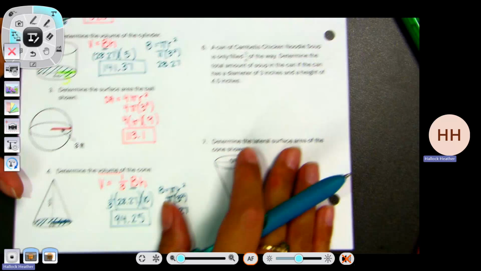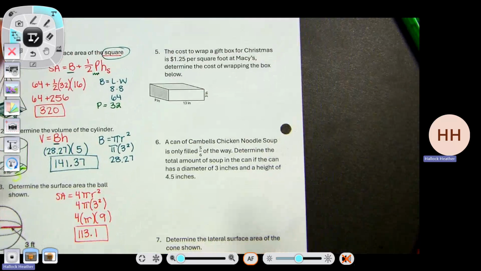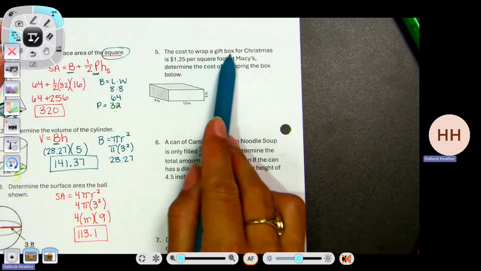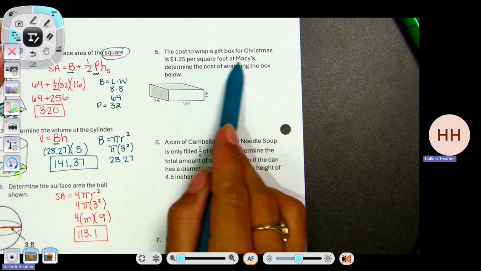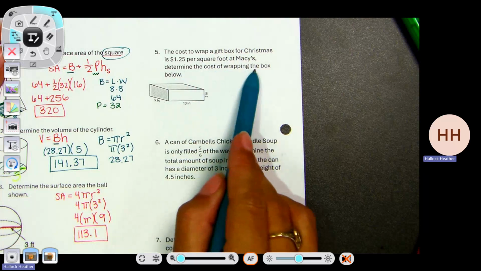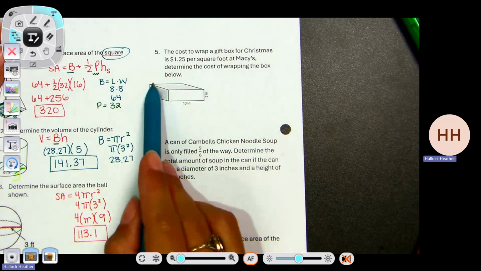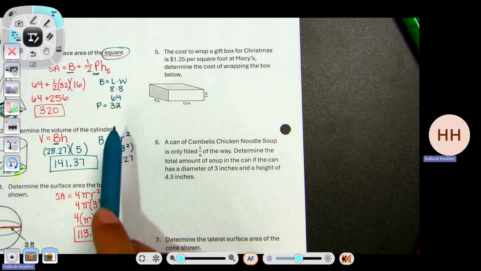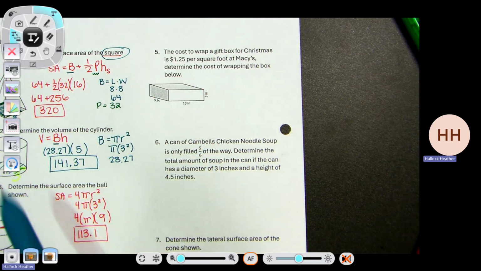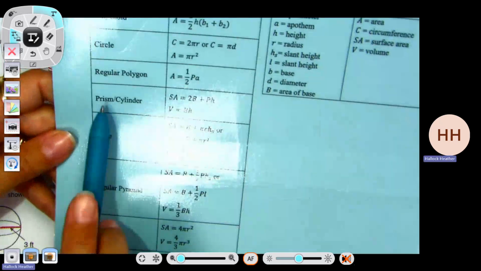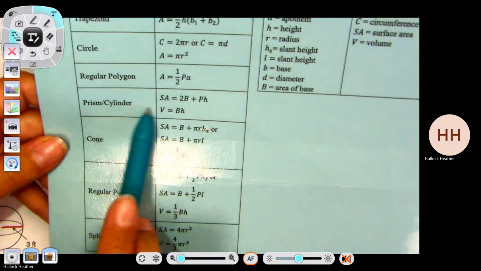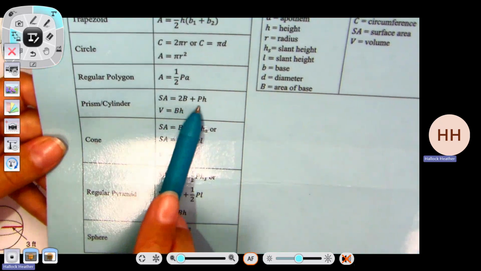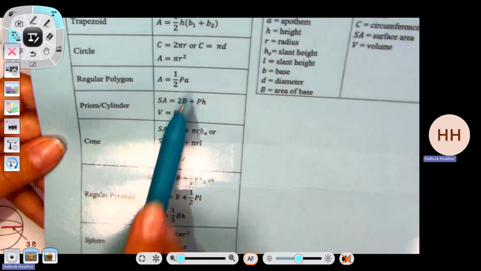5 is where the word problems start. 5 says that the cost to wrap a gift box for Christmas is $1.25 at Macy's. Determine the cost of wrapping the box below. So this is technically a prism because it's a box. So we're going to use our surface area formula because we're talking about wrapping the outside. A prism and a cylinder have the same formula. So I'm going to use the top formula, surface area, because I'm talking about wrapping my present.